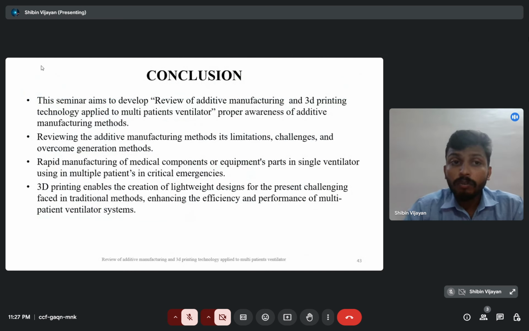To conclude this seminar: the seminar aimed to develop a review of additive manufacturing and 3D printing technology applied to multi-patient ventilators, with proper awareness of additive manufacturing methods, reviewing their limitations and challenges and how to overcome them, and rapid manufacturing of equipment parts for a single ventilator serving multiple patients in critical emergencies like the novel coronavirus, COVID-19. 3D printing enabled the creation of lightweight designs, overcoming challenges of traditional methods and enhancing the efficiency and performance of the multi-patient ventilator system.